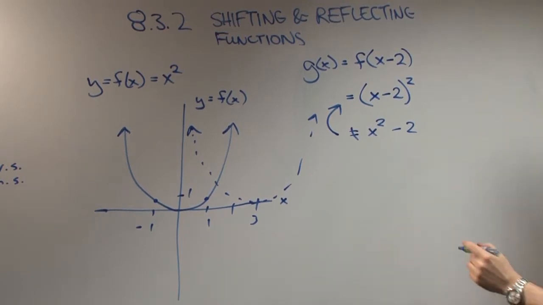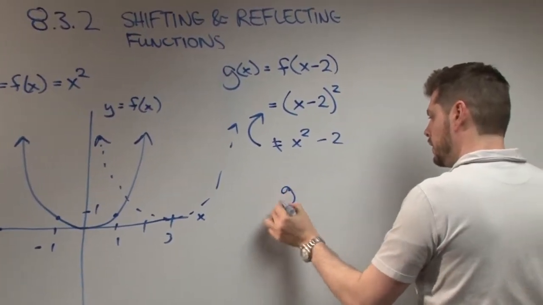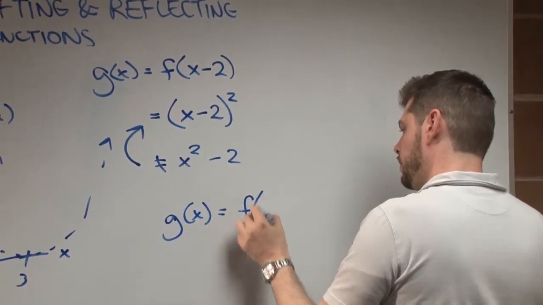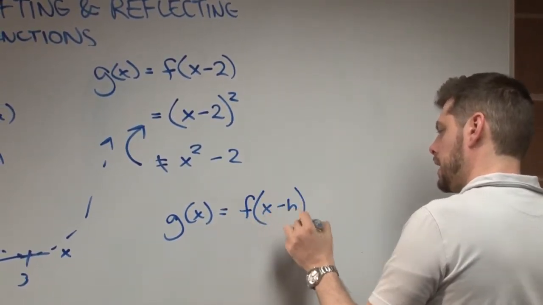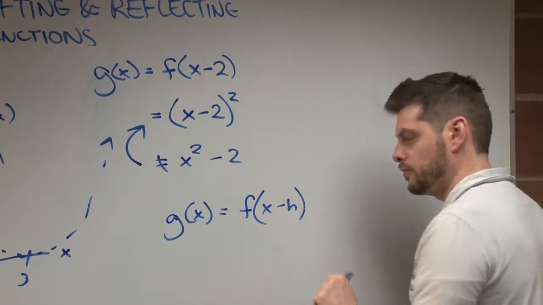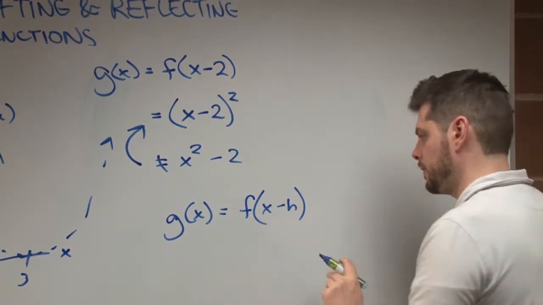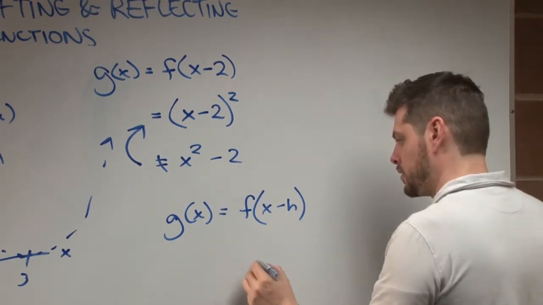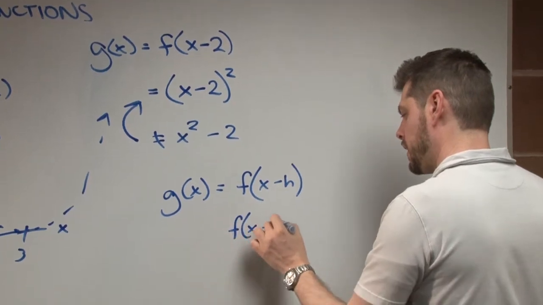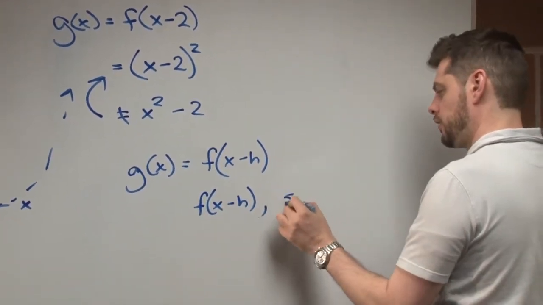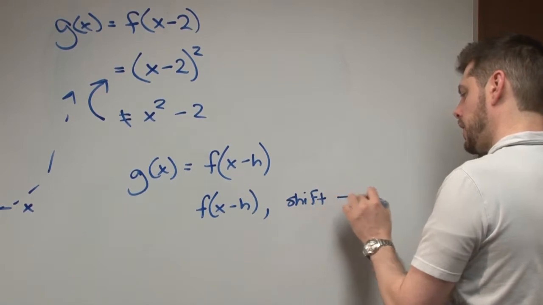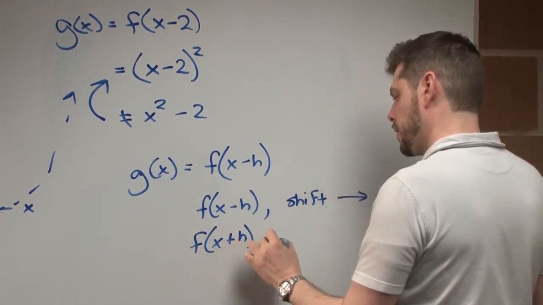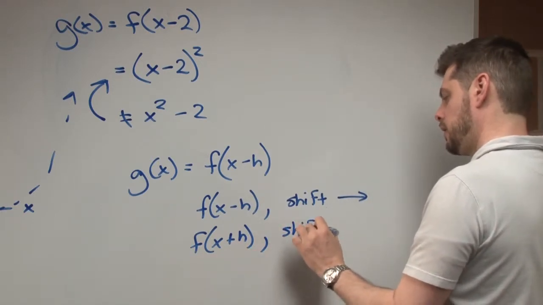So in general terms, what we say is that if g of x represents a shift of our original function, our shift must be inside our function notation, our original function notation. And unfortunately, it's just the opposite with the sign. So when we're saying f of x minus h represents a shift to the right, and f of x plus h represents a shift to the left.